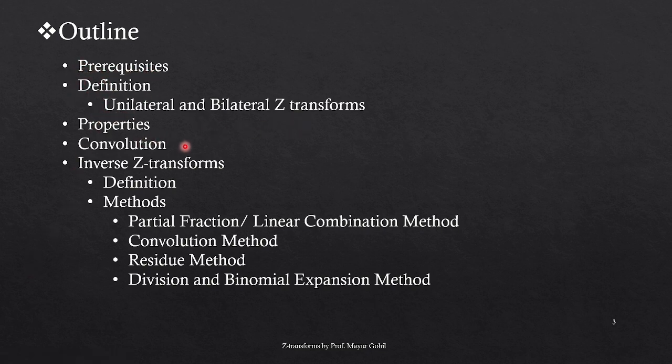and different kinds of questions on the Z transform. Then we shall also be seeing what convolution is, the inverse Z transform, and the definition and the methods that are involved, that is, the partial fraction or linear combination method, the convolution method, residue method, division, and the binomial expansion. Each of these methods is quite important and they give you a good amount of grip on what Z transforms would look like. Okay, so that's what I intend to cover in this following topic.